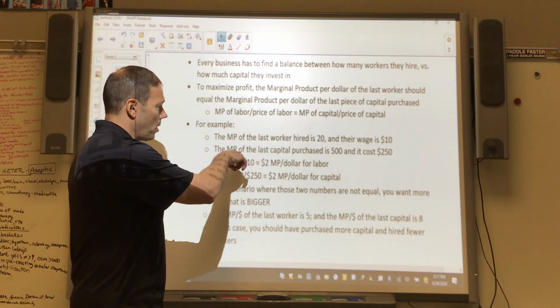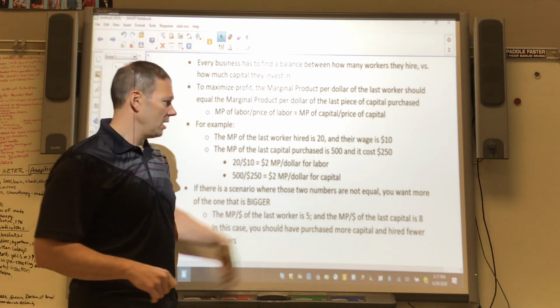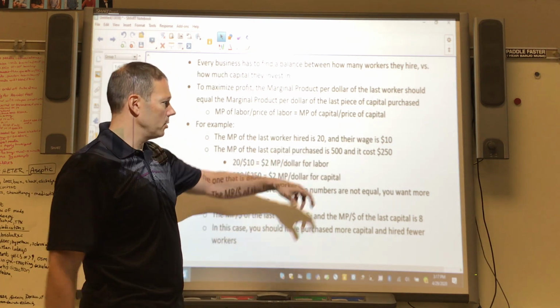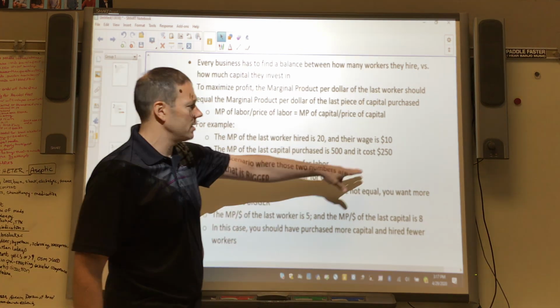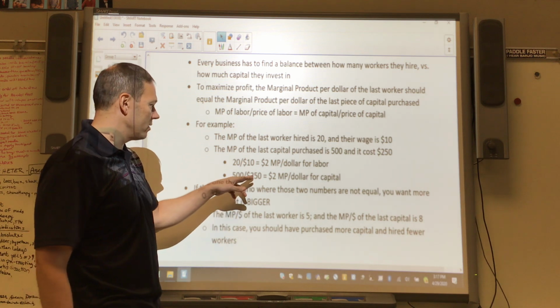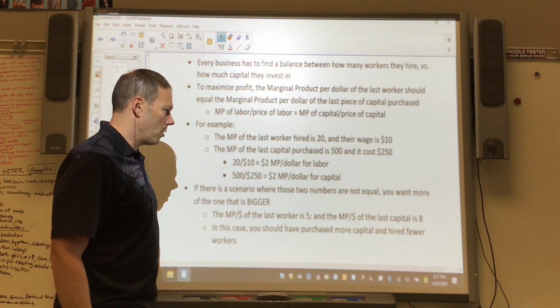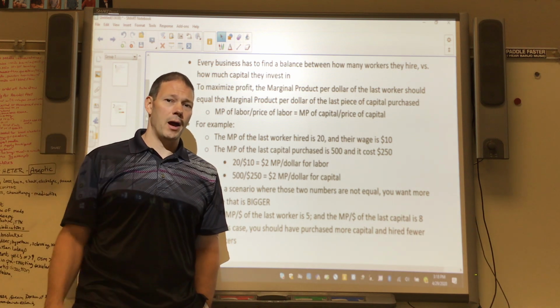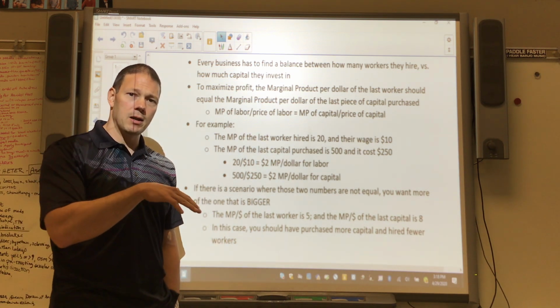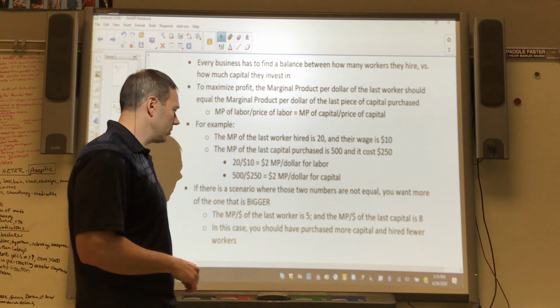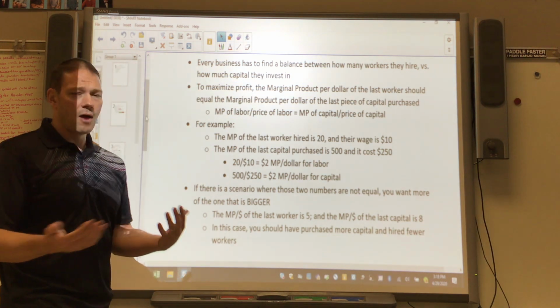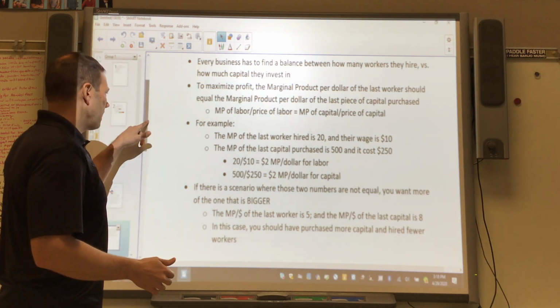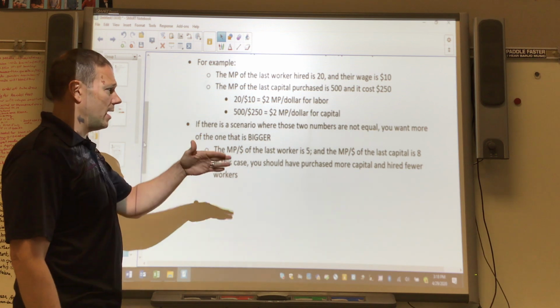If you look at the marginal product of the last capital purchase, if the last piece of machinery I purchase brings in 500 units and it costs me 250, again, 500 divided by 250, and your marginal product per dollar is also 2. That's good news. That means you hired and bought the right amount of labor and capital. So that's good news. Now, they'll often give you scenarios where that's not all true and they have different numbers.